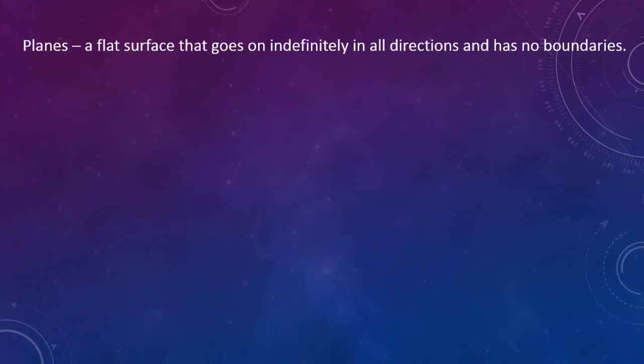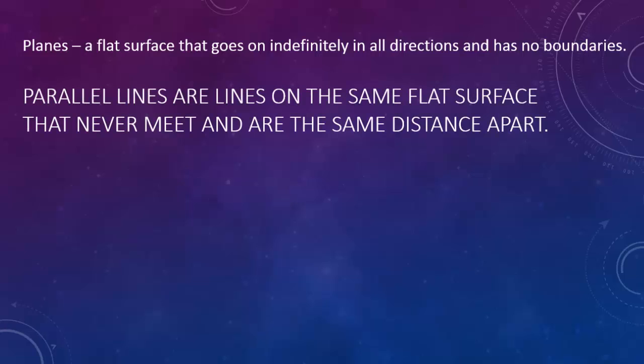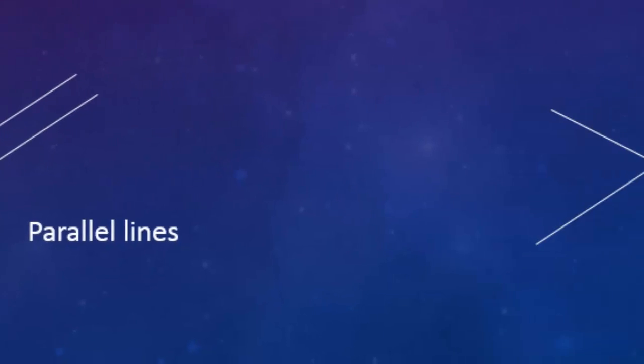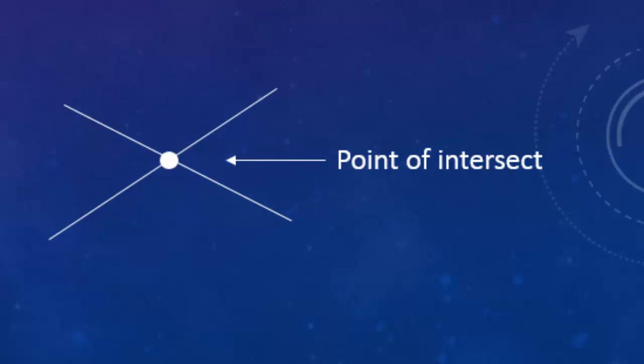In mathematics, a plane is a flat surface like a tabletop or a sheet of paper. It goes on indefinitely in all directions, so has no boundaries. 2 straight lines on the same plane may either be parallel or intersecting. The arrows are used to show parallel lines. A parallel line is a line on the same flat surface that never meets and is the same distance apart. This is an example of parallel lines. This is not a parallel line, but rather a point of intersect.